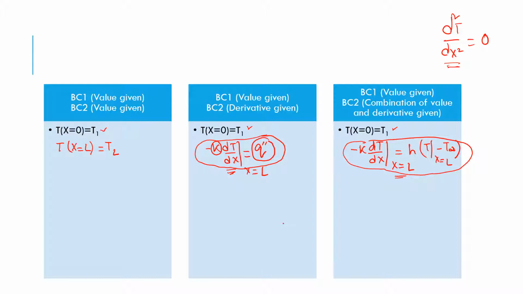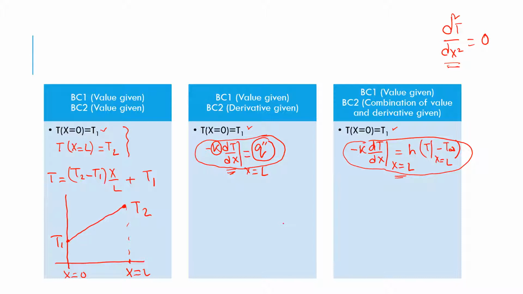The solution for the first two boundary conditions looks like this: T equal to T2 minus T1 times x over L plus T1. Let's plot this one. T at x equal to 0 is T1, and T at x equal to L is some T2, and the solution is linear.